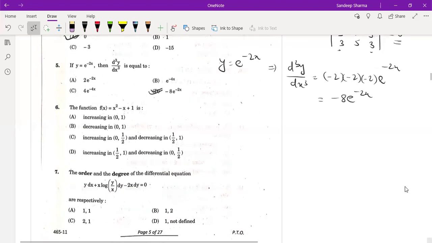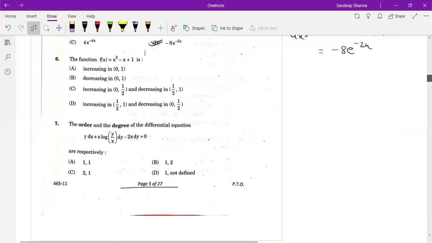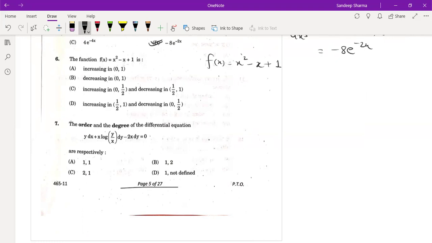Let us move to the next question. Question number 6. In question number 6, we are given a function f of x is equal to x square minus x plus 1. Okay. And we need to find whether it is increasing or decreasing, which type of function it is. So f dash of x, if you are going to find out, you are going to get 2x minus 1. So x will be equal to 1 by 2.